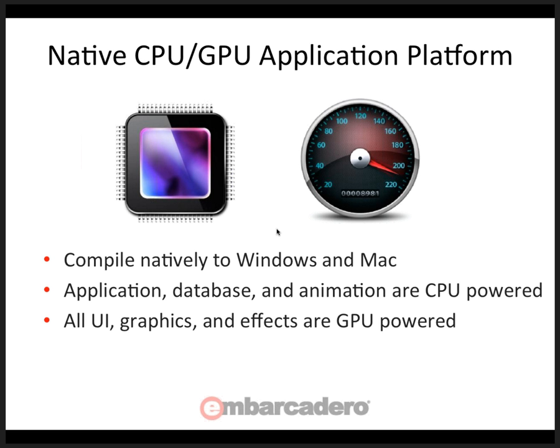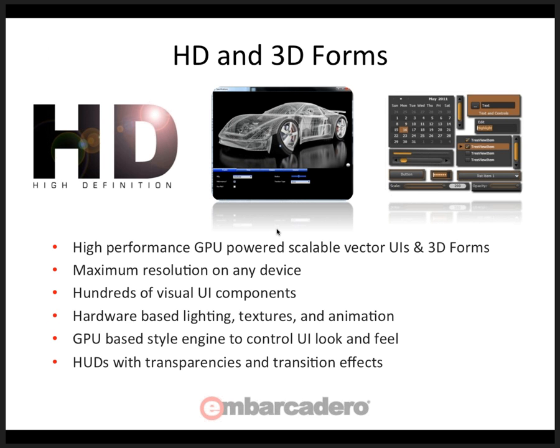And the advantage there is that we can start doing more with the UIs. We can mix and match 2D and 3D, but we don't tax the CPU. We can leave that for our application logic and other things like that. So the types of applications or forms you can build with FireMonkey are what we call HD and 3D forms. So again, these are all very high-performance, GPU-powered, scalable vector UIs.